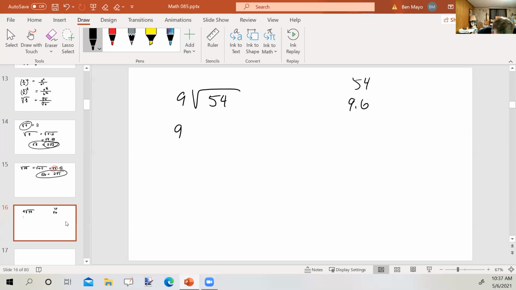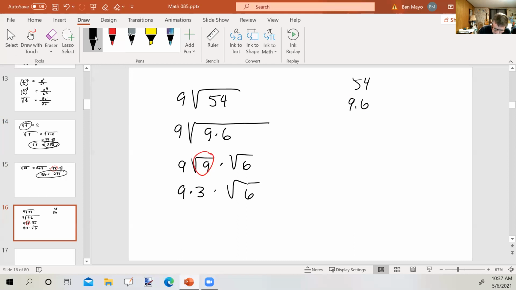6 breaks down into 2 times 3, but neither of those are squares. So I would rewrite this as 9 times the quantity, not the square root of 9 times 6, which then becomes 9 times the square root of 9 times the square root of 6. But the square root of 9 is 3. So now I have 9 times 3 times the square root of 6, or 27 square roots of 6. So 9 square roots of 54 simplified becomes 27 square roots of 6.